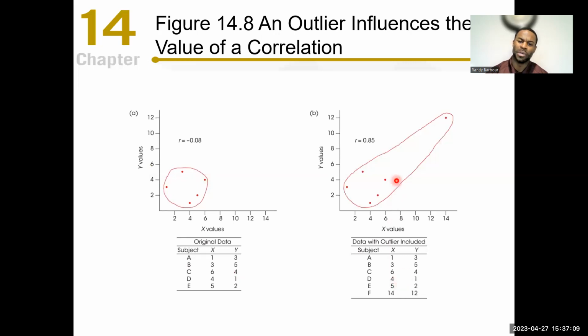So if I had a research study and I saw this guy all the way out here, I probably would go ahead and remove him so that I could get a more accurate view of what that relationship is between the X and the Y values. Because again, it's disproportionately affecting this correlation coefficient by a great margin.